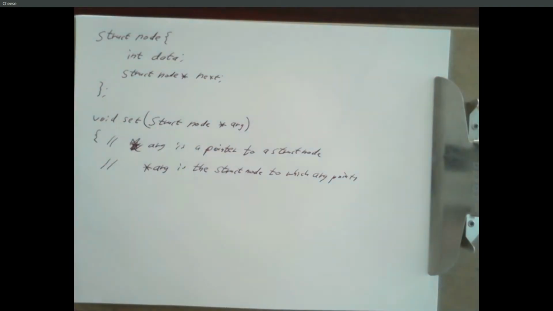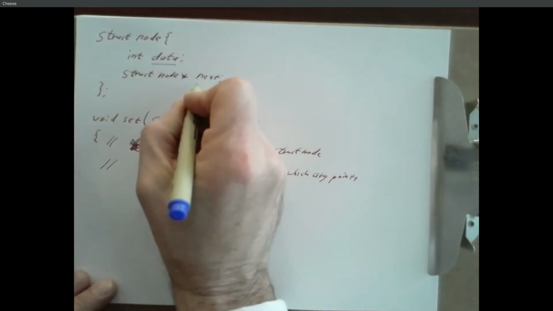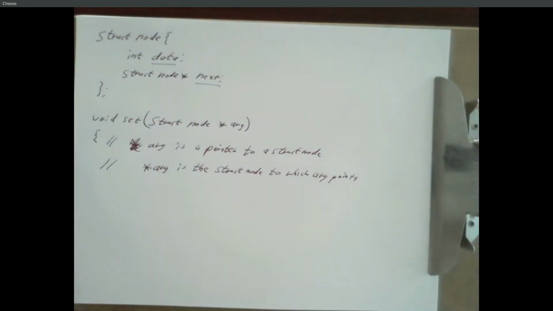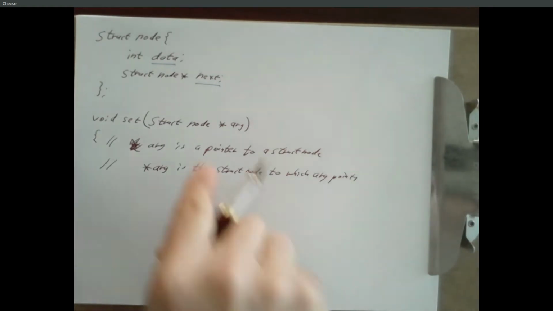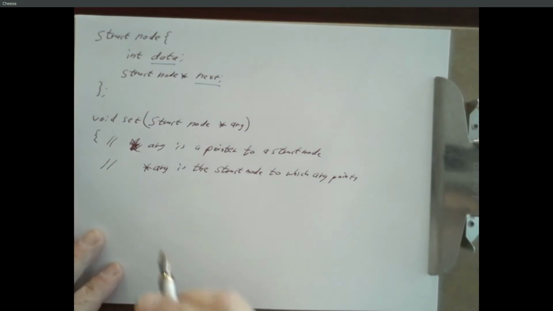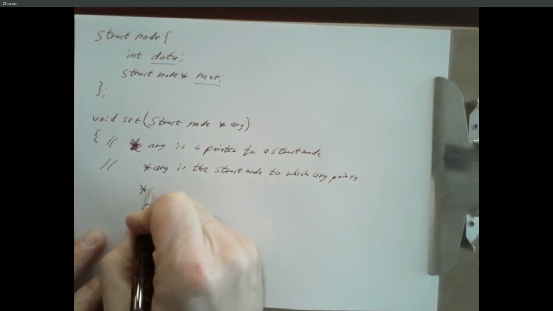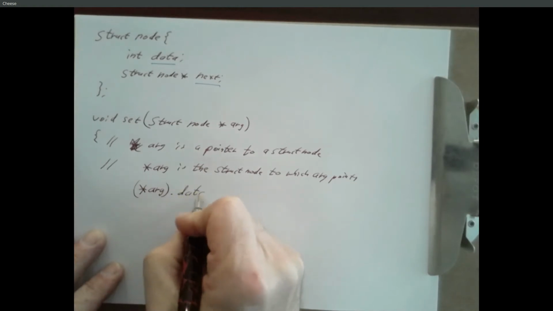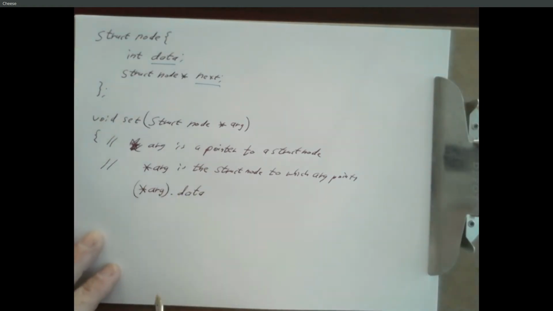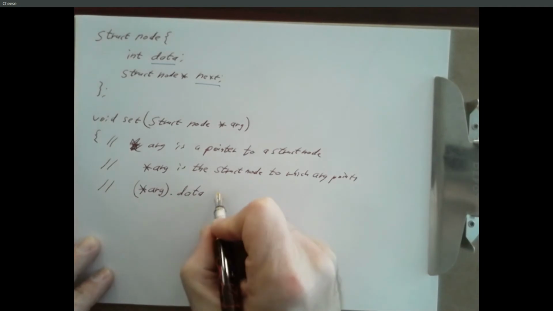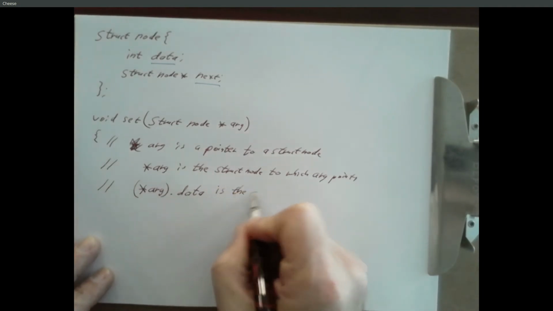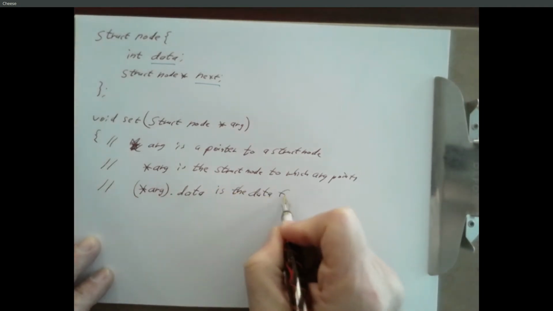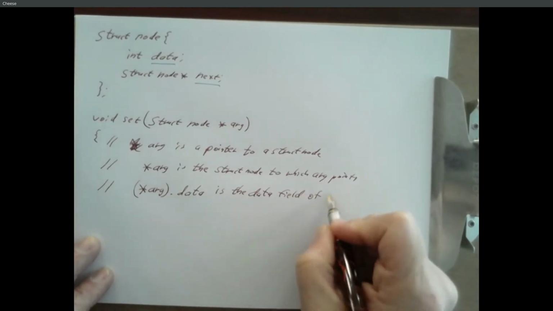Okay, well, a struct node has two fields. It has a field called data, and it has a field called next. So how could we get to the data field of the node that this is pointing to? Star arg dot data. So I'll make this a comment too, is the data field of that node.